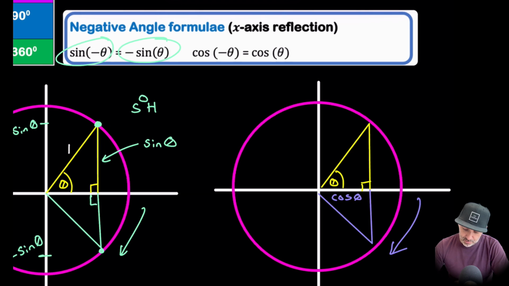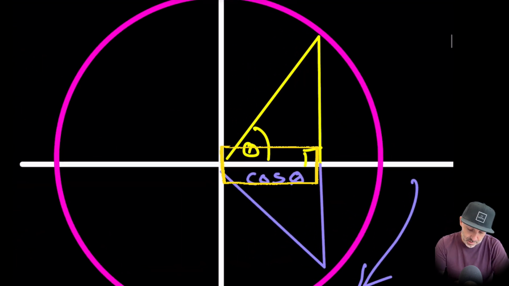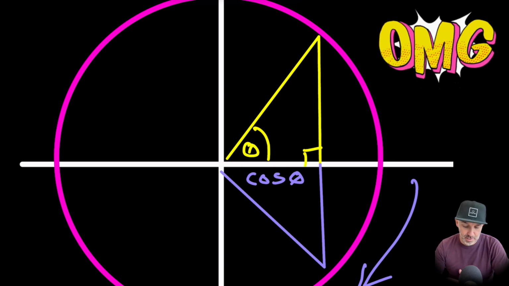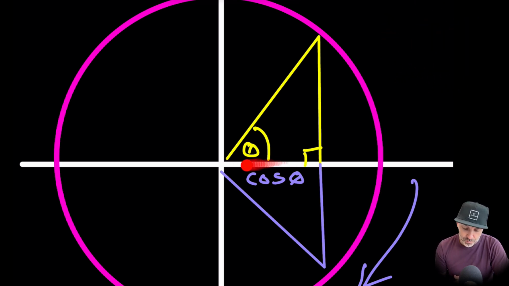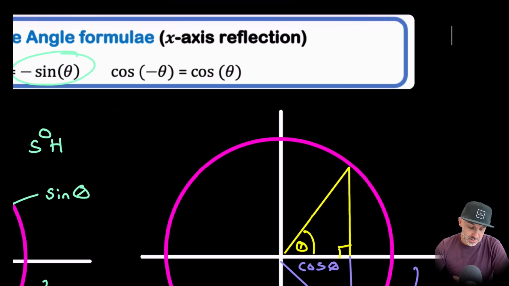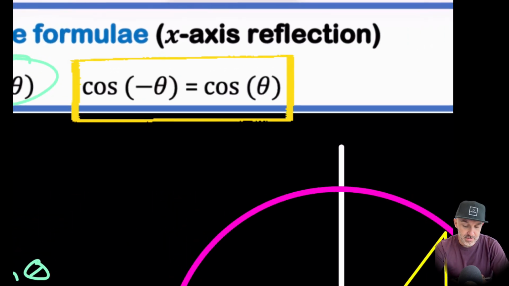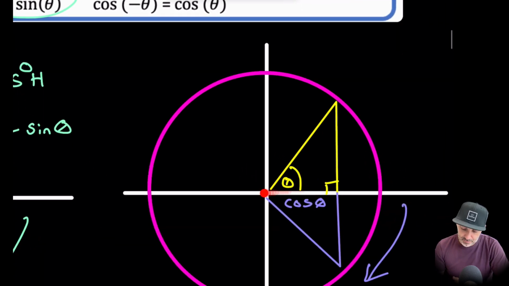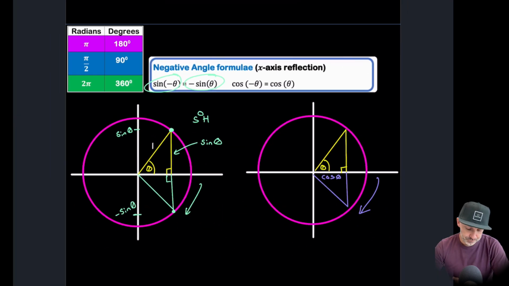But we can see horizontally, if I get the laser pointer here, this triangle is still exactly the same as the previous one, the yellow one. So therefore, the value for cos theta won't change. It will stay exactly the same. Hence the reason why cos negative theta is just equal to cos theta, because it makes no difference. The side length of that triangle is exactly the same.